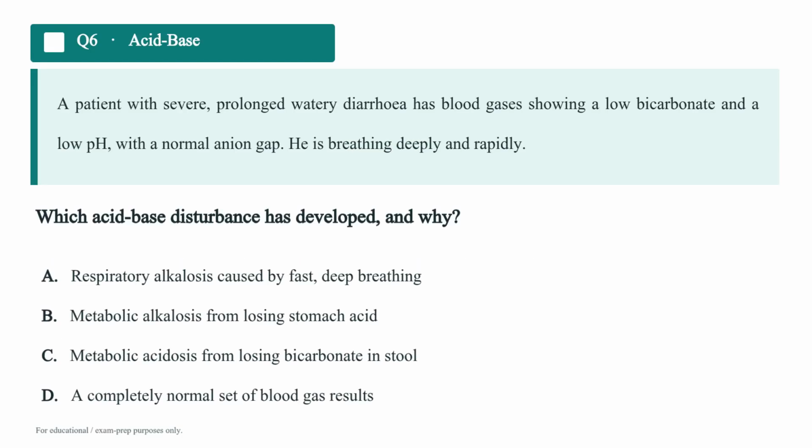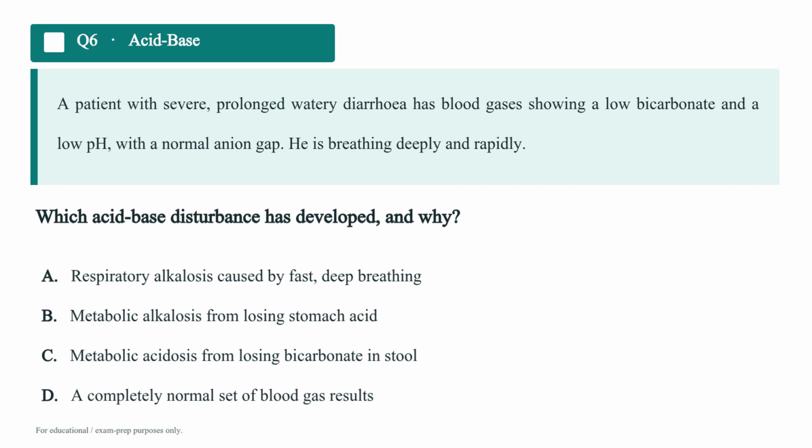Question 6. A patient with severe prolonged watery diarrhea has blood gases showing a low bicarbonate and a low pH with a normal anion gap, and he is breathing deeply and rapidly. Which acid-base disturbance has developed and why?